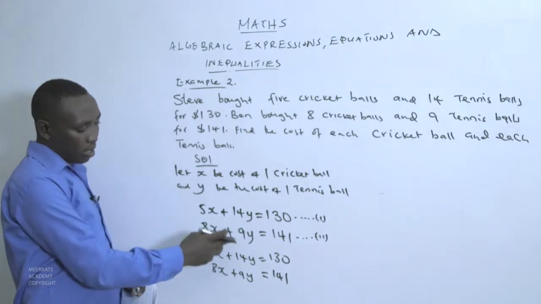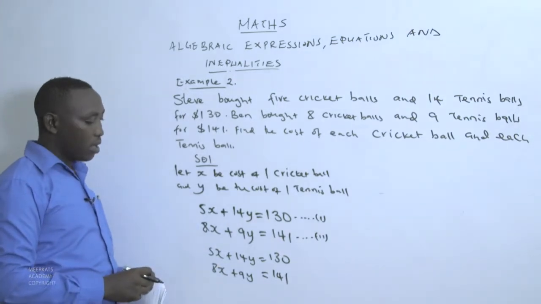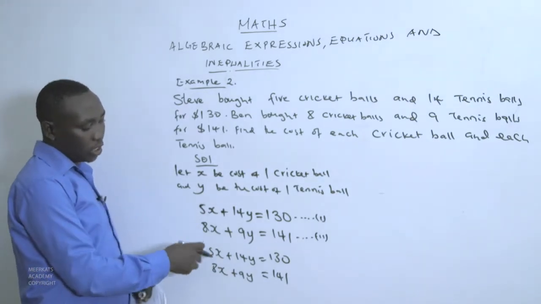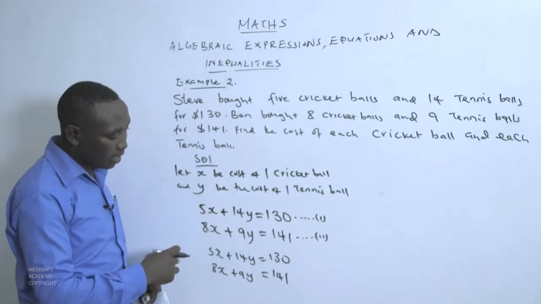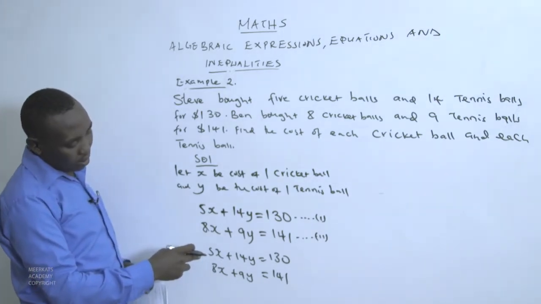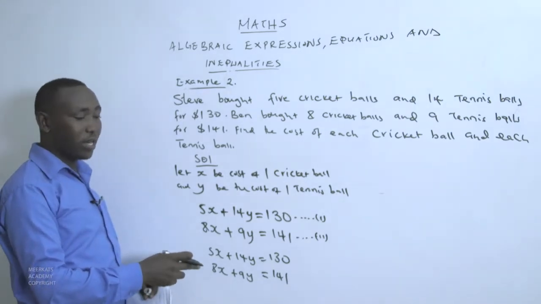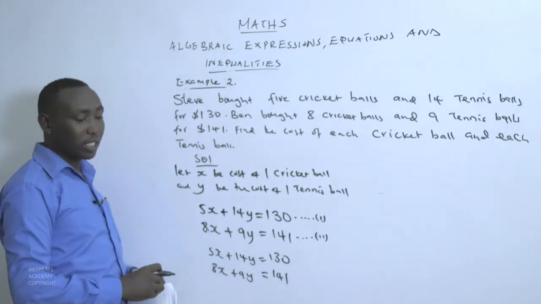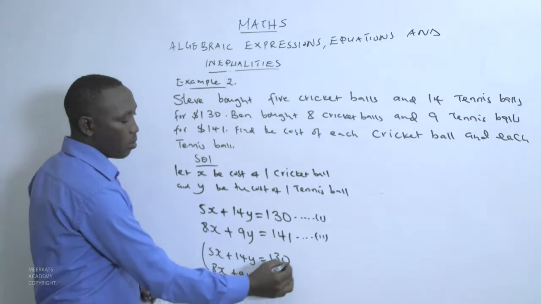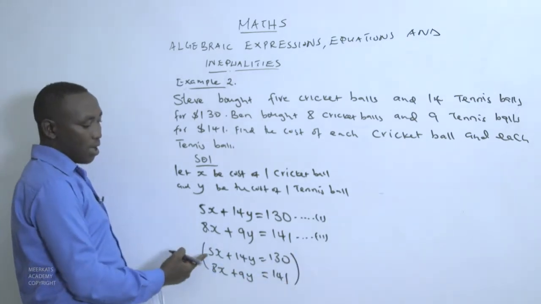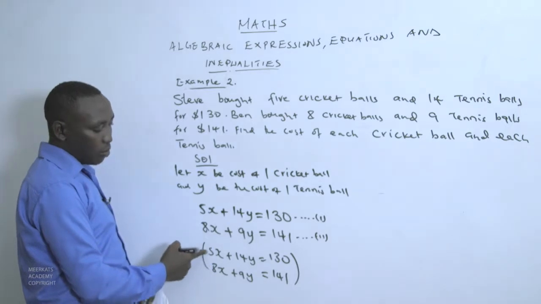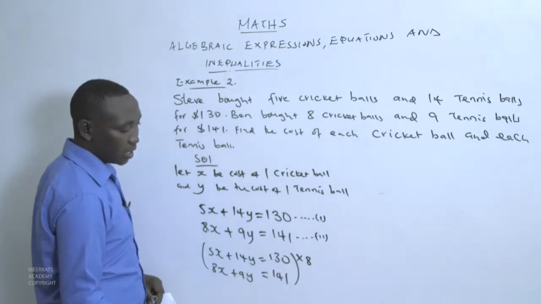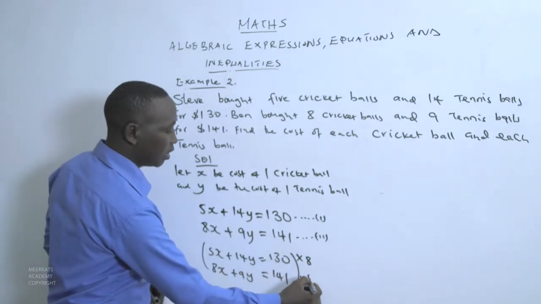Now, because in this particular case each pronumeral has different values before it, that is, different coefficients, we need to make either x or y have the same coefficient. To do that, we are going to multiply the first equation by 8 and the second equation by 5.